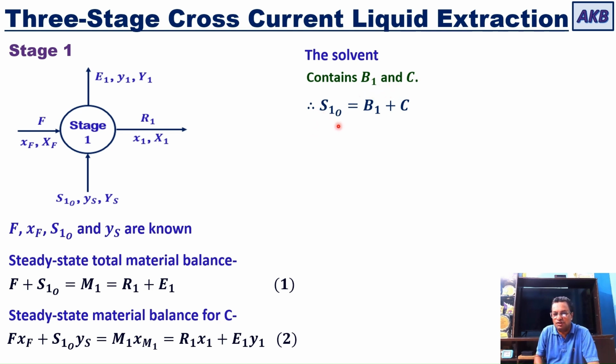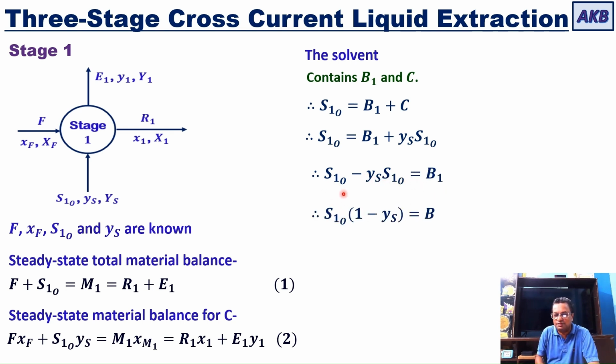Therefore, mass of solvent will be equal to mass of B1 plus mass of C. That is, S10 is equal to B1 plus C. And how do you get mass of C in the solvent? It is Ys into S10. So now I can bring this term to this side. So it will be S10 minus Ys into S10, that is equal to B1. Now I can take S10 common. So it will be S10 into 1 minus Ys, that is equal to B1.